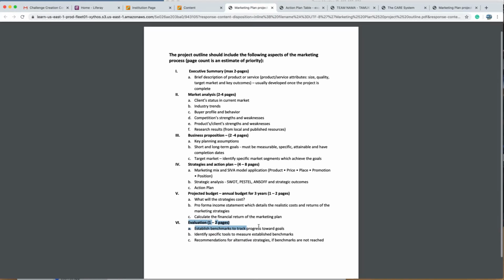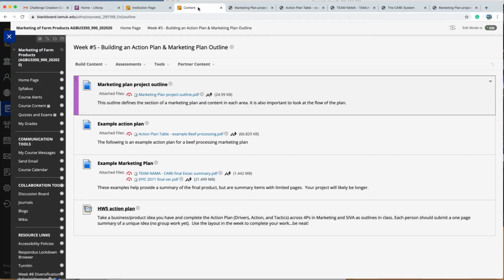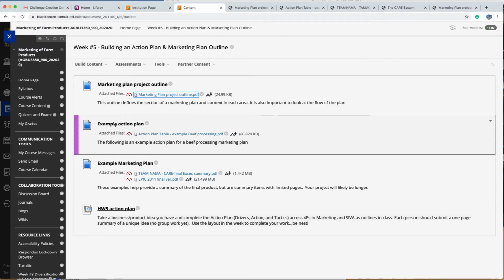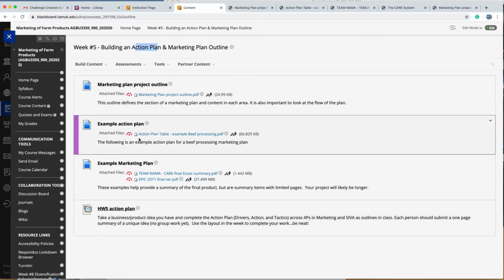Now, of course, as we cover the sections of the class, we are going over each of these areas. It would probably make sense to start at the very beginning, but I want to start towards the end and then work our way back. So if you come back and look at your content, the action plan is the focus of this week. If you go down here, there's an example action plan.